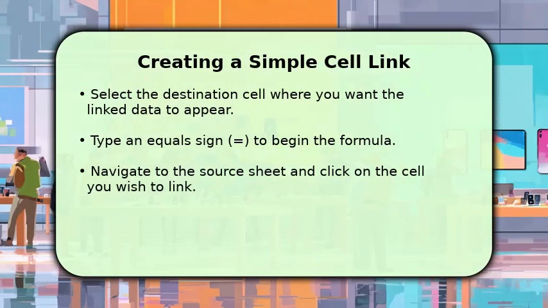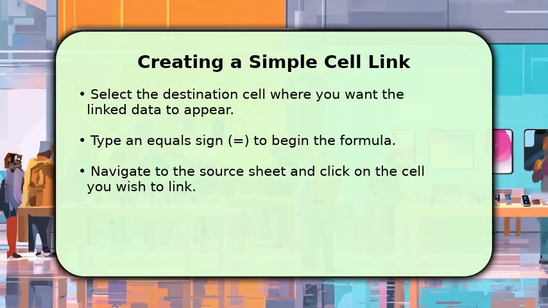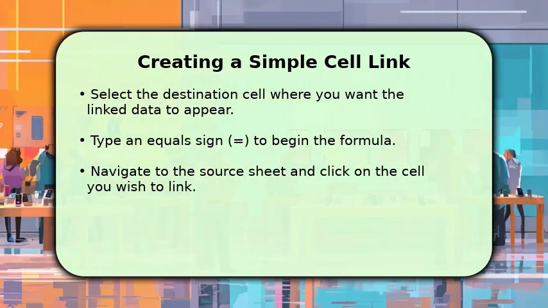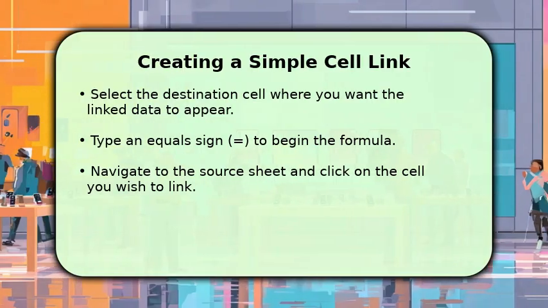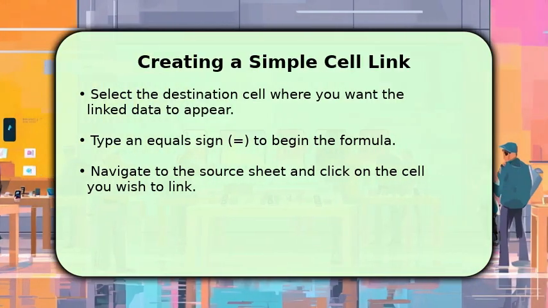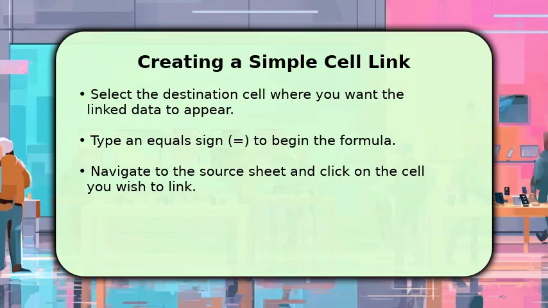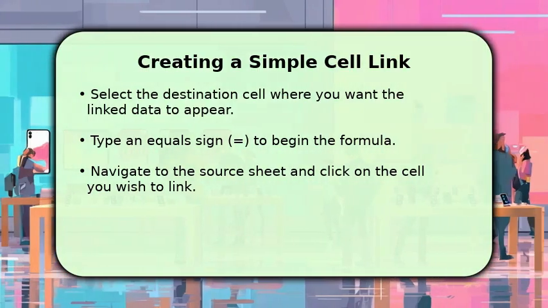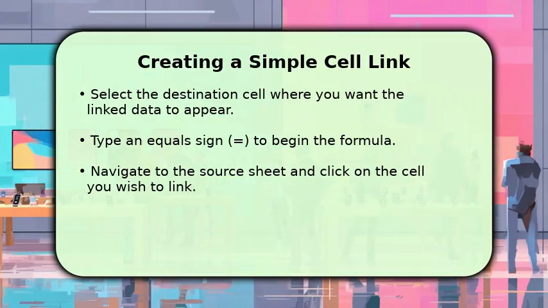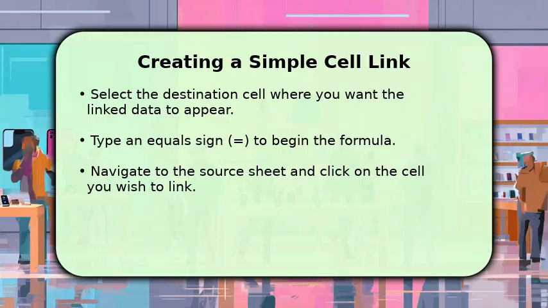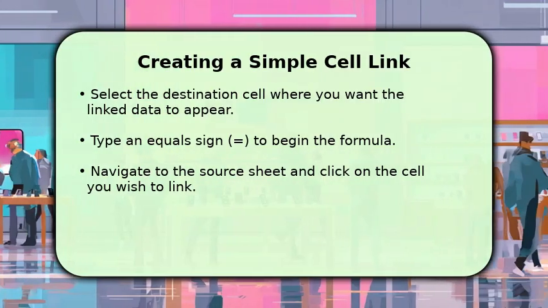To create a simple link, first navigate to the sheet where you want the linked data to reside. Select the specific cell where the information should appear. Type an equals sign, which signals to Excel that you are entering a formula. Next, click on the tab of the source sheet, then click directly on the cell containing the data you wish to link. Finally, press the Enter key to complete the operation, and the data will instantly appear.